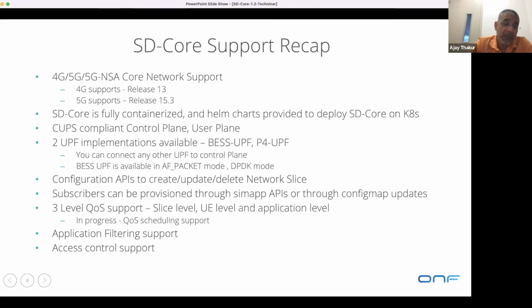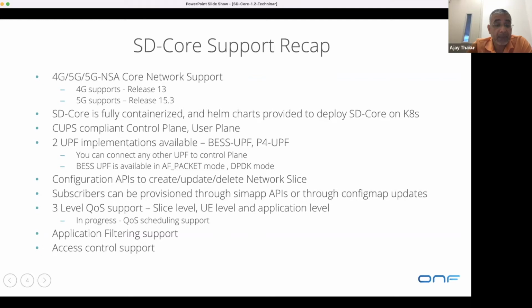The differentiating factor of SD-Core from any other core network available in open source is that we have given APIs to create, update, and delete the network slice. The aim is to make things very simple for the user who doesn't understand the 3GPP complexity, and they should just need to understand a few APIs about how network slices can be managed.